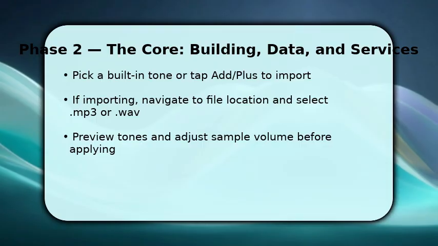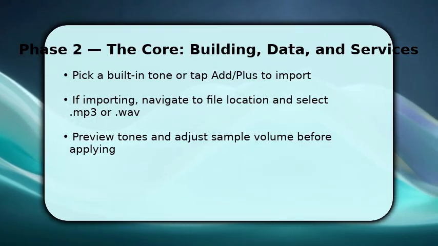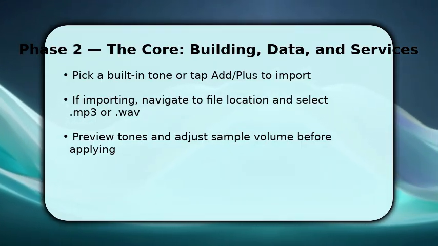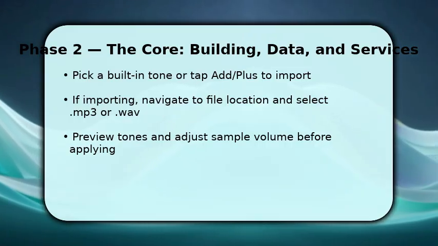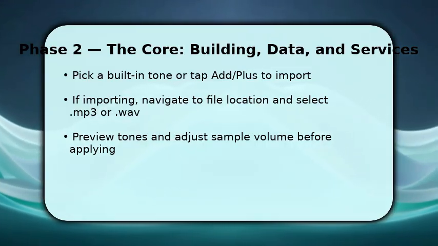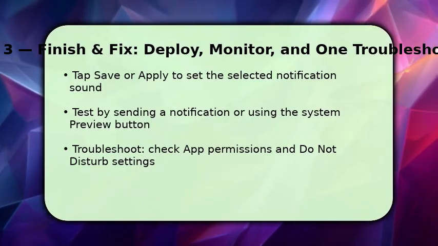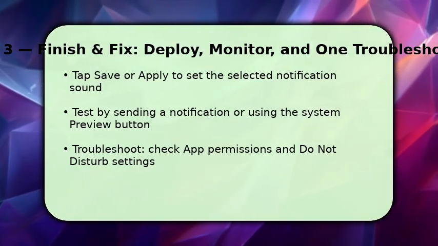Preview the sound to verify length and clarity and make small volume adjustments if given. Once you hear it, you'll understand why this step prevents unexpectedly loud or too short sounds. Now assign and save the new notification sound so it becomes active.